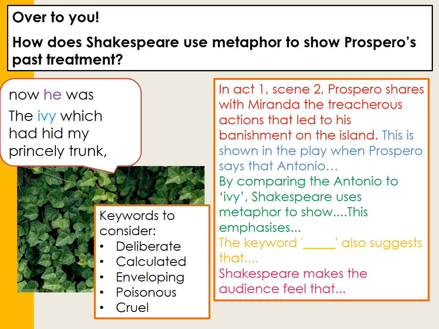If you wanted to look at the one about Miranda being a cherubim, that is slightly harder to link to the question. You could manage it because you could say that Prospero's past treatment was so bad that he viewed Miranda as a cherubim, as a guardian angel. That would be a harder quote to link, but you could do that if that quote interests you. However, the easier metaphor to look at for this question is the one about Antonio being like ivy.